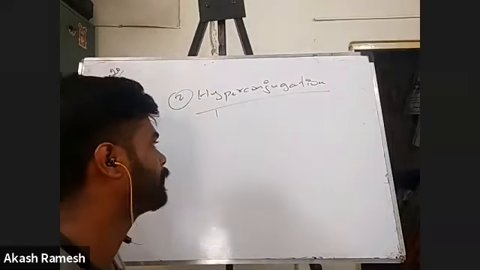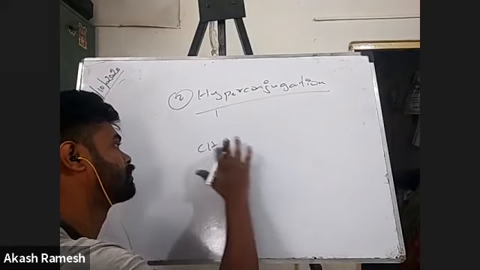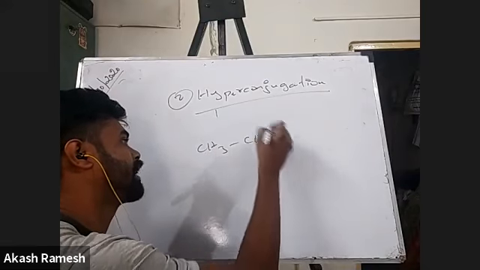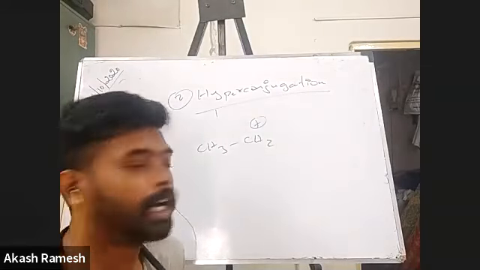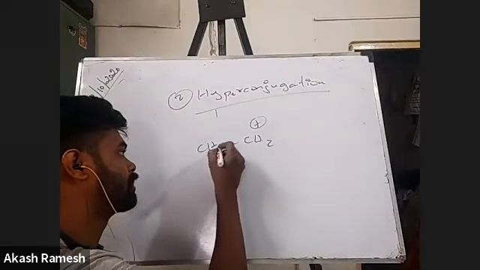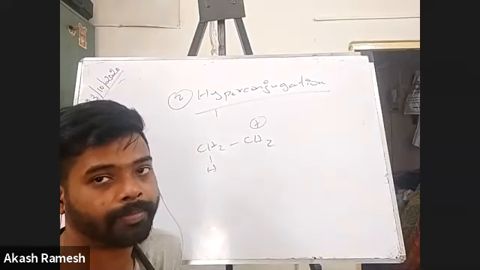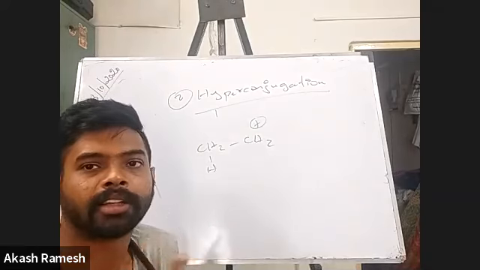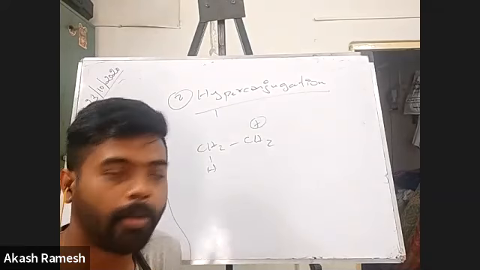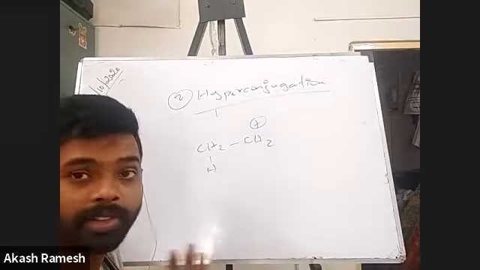Okay, now let me take this case. I have CH3, CH2 plus. Now let me write this hydrogen like this, because I know I'm going to have hyperconjugation. First and foremost, I should check whether I have a CH sigma bond. Yes, I have a CH sigma bond, no issues. So many CH sigma bonds are there.